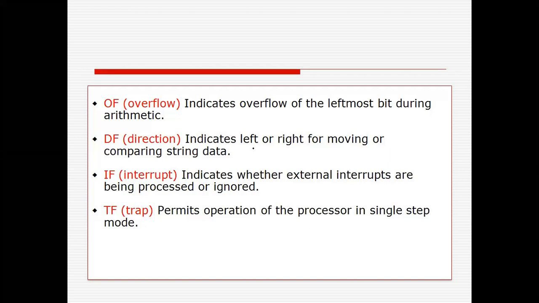We will see more about the direction flag further when we discuss the instruction set. If you are not able to follow, you can ask me also, okay. And then the interrupt flag, which you can easily understand. This flag is used to interrupt the processor. If this flag is 1, then only the interrupt process will be enabled.